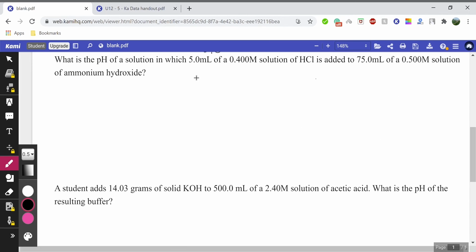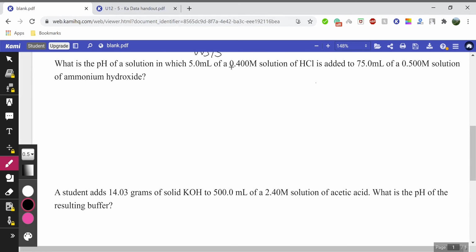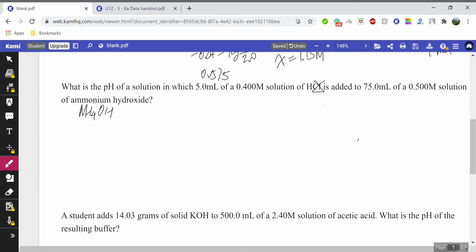Alright, next, what is the pH of a solution in which 25 ml of 0.4 molar solution of HCl is added to 75 milliliters of 0.5 molar solution of ammonium hydroxide? Ammonium hydroxide is NH4OH. So let's see here. First of all, this Cl will not be included because it's a weak conjugate base, and we have NH4OH. Alright, so now this time we're adding two different solutions together. So we're gonna have to make a RICE chart first. But first, let's convert everything into moles in order to start working with the RICE chart.